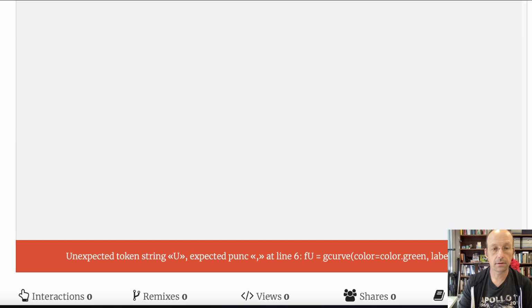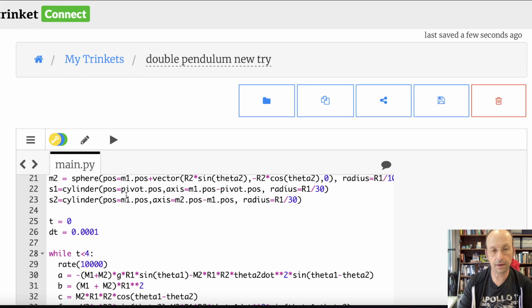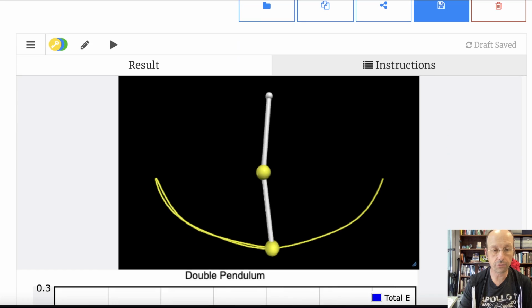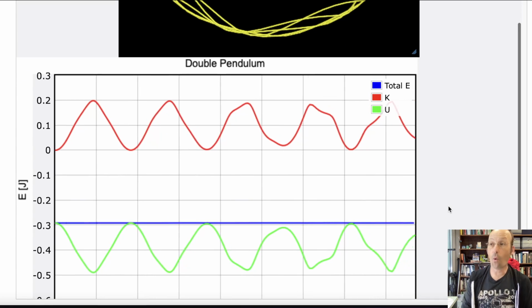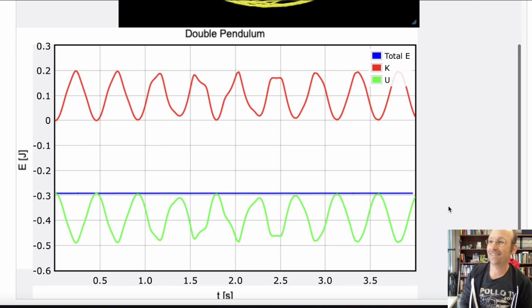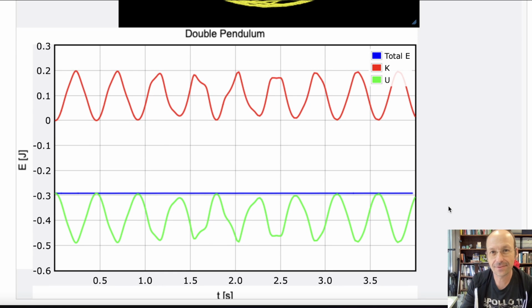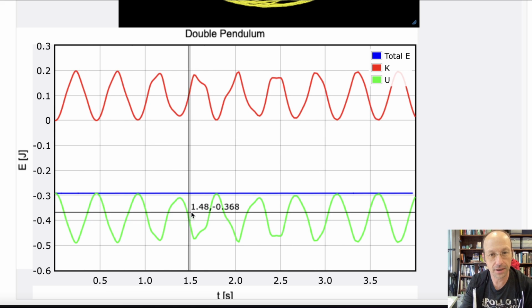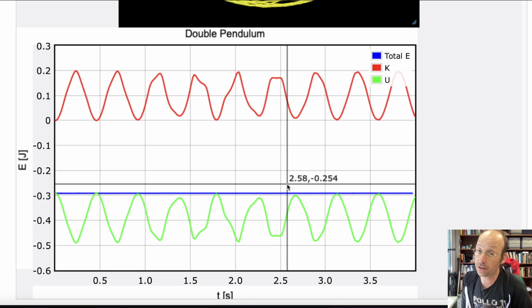And I have an error. Fu equals G curve, color equals color, label equals, oh, label equals U. I can fix that. Label equals. That was easy. Okay, it's running. I'm kind of happy. Can you tell? So there's your total energy. The kinetic energy changes, the potential energy changes, but the total is constant. It doesn't mean that it's right, but if this was wrong, that would mean that it's wrong.